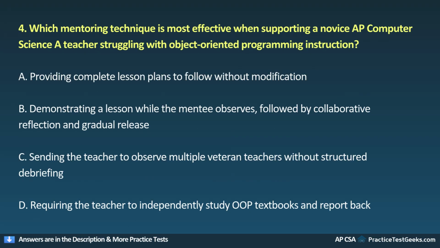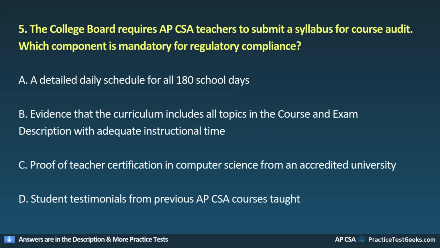4. Which mentoring technique is most effective when supporting a novice AP computer science teacher struggling with object-oriented programming instruction? A. Providing complete lesson plans to follow without modification. B. Demonstrating a lesson while the mentee observes, followed by collaborative reflection and gradual release. C. Sending the teacher to observe multiple veteran teachers without structured debriefing. D. Requiring the teacher to independently study OOP textbooks and report back.